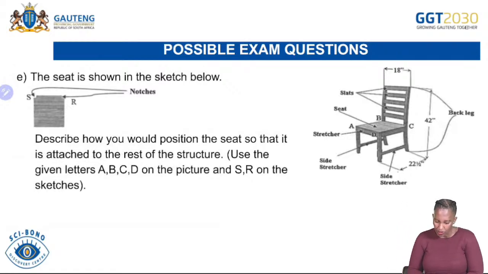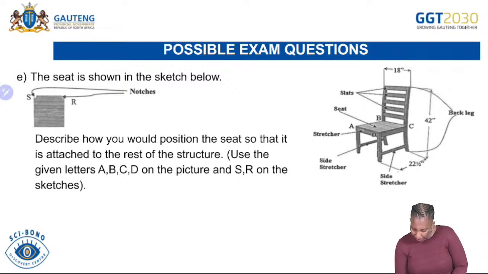Now, the next question. The seat is shown in the sketch below. The notches, they're the notches holding the top part of the seat. Now it says, describe how would you position the seat so that it is attached to the rest of the structure. Use the given letters A, B, C, D on the picture. So where the letters, it is A, B, C, D on the picture, and SR, S and R.